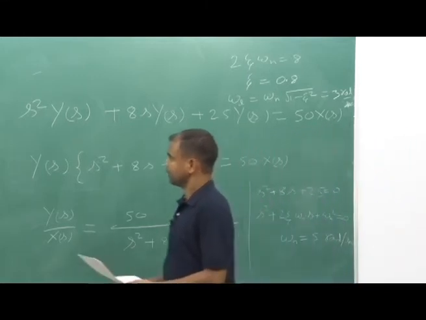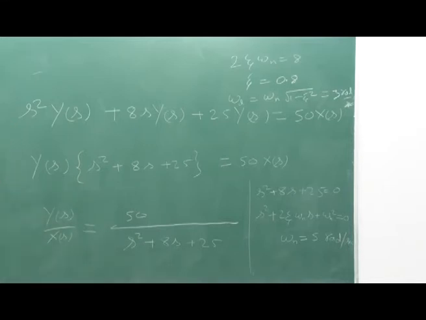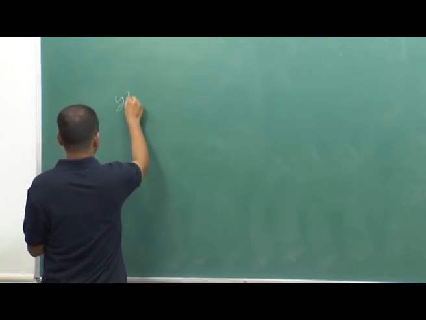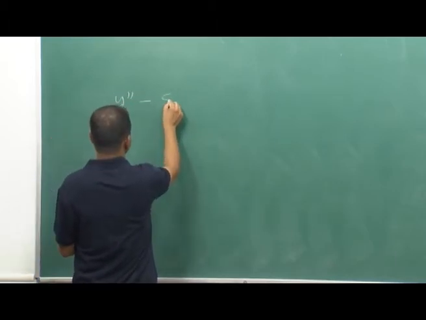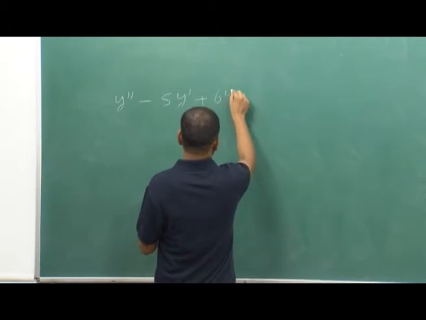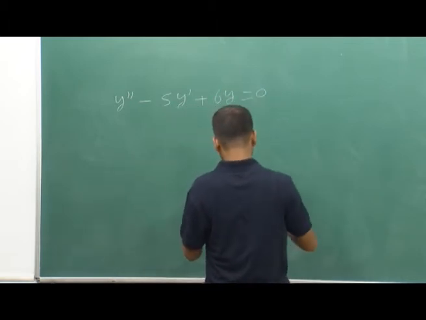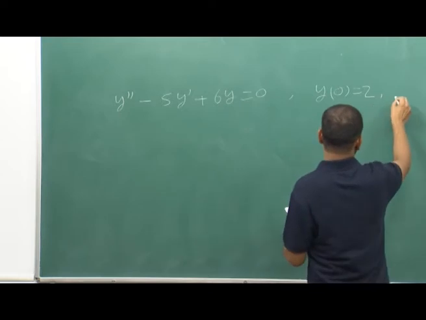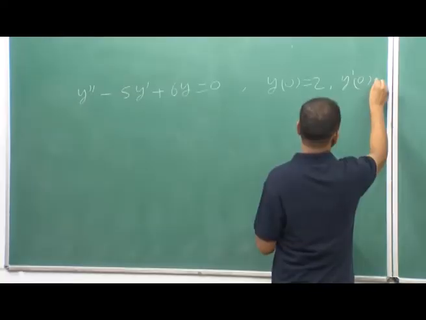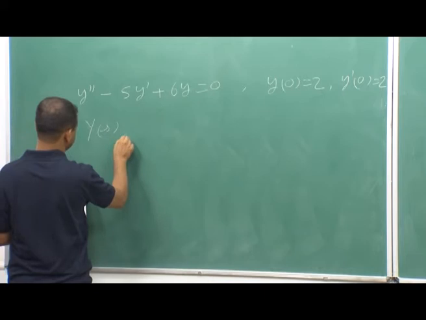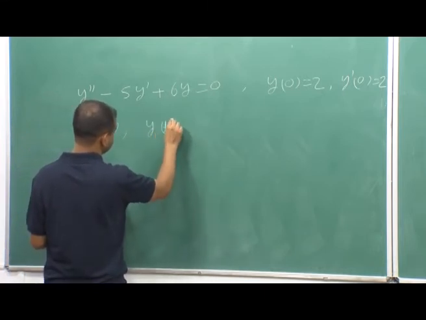Now, coming to our next numerical. A system is described by y double dot minus 5y dot plus 6y is equal to 0, and we are given the initial conditions y of 0 is equal to 2 and y dash of 0 is 2, and we have to find y of s and y of t.